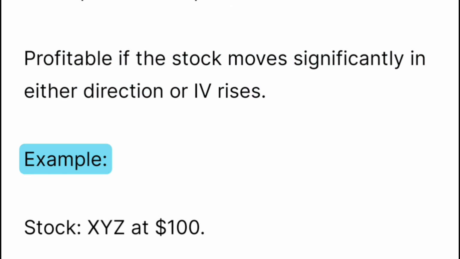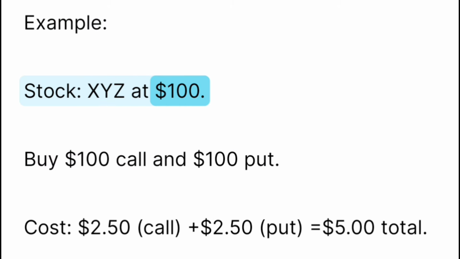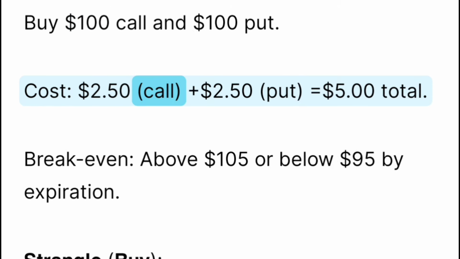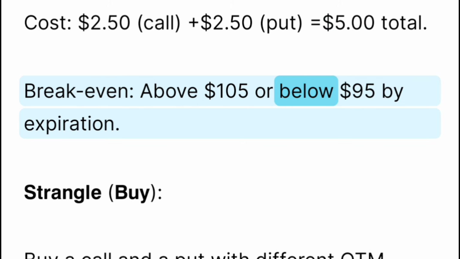Example: stock XYZ at $100. Buy a $100 call and $100 put. Cost: call $2.50, put $2.50, total $5. Break even above $105 or below $95 by expiration.